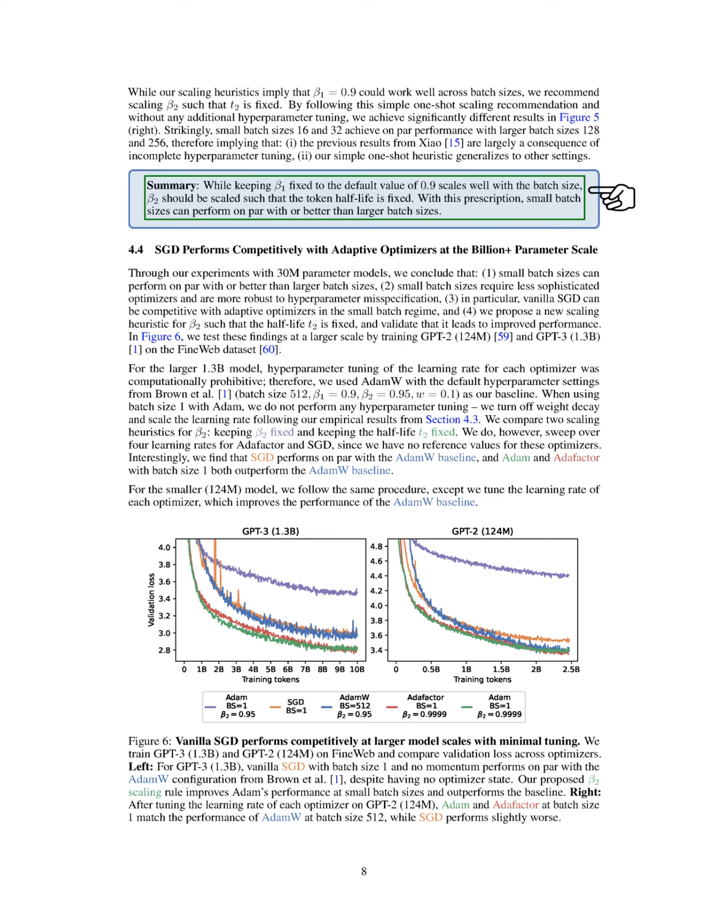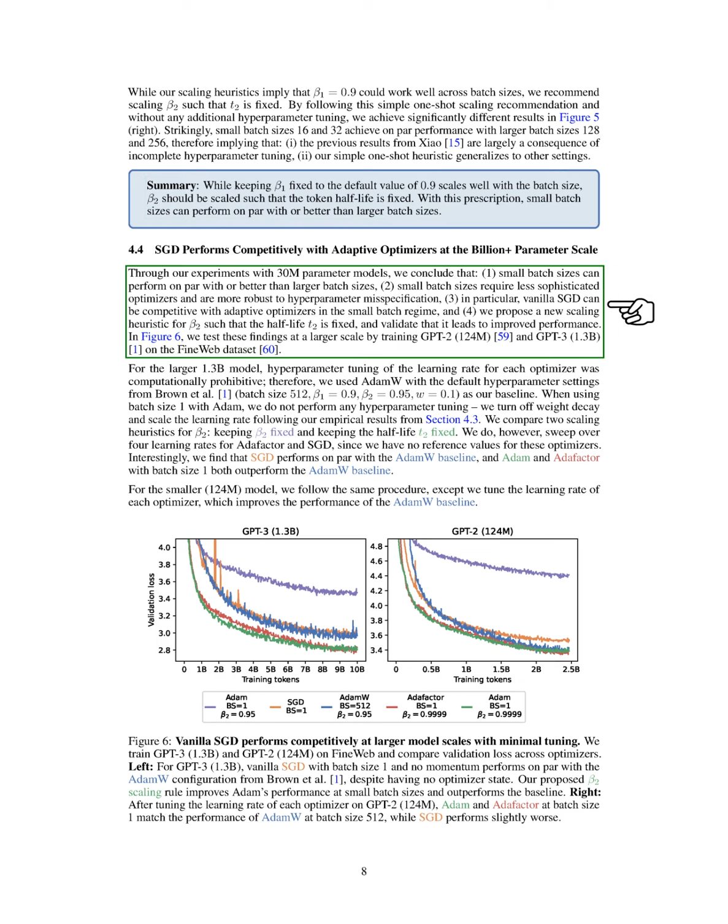Section. SGD performs competitively with adaptive optimizers at the billion-plus parameter scale. In this section, we present our findings on how stochastic gradient descent, SGD, competes well with adaptive optimizers when dealing with models that have over a billion parameters. From our experiments with models containing 30 million parameters, we conclude that 1.